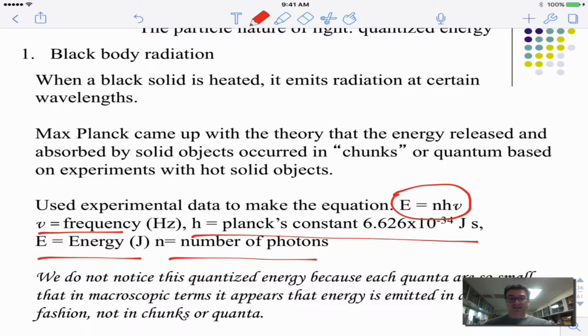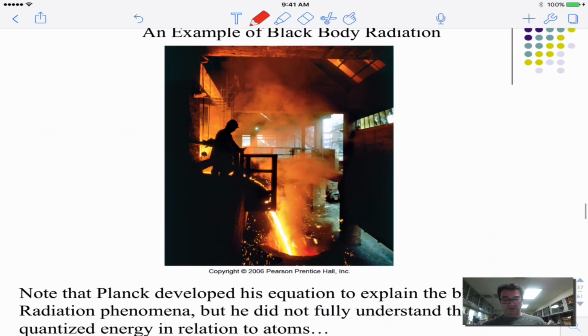Now, you can't detect a single photon of energy, especially of visible light. Maybe if it's gamma radiation, you'd have more of a chance, but you can't really detect that. You have a mole of photons usually. If you have a laser that has a certain wavelength, it's giving off a mole of photons. And this is what blackbody radiation looks like.